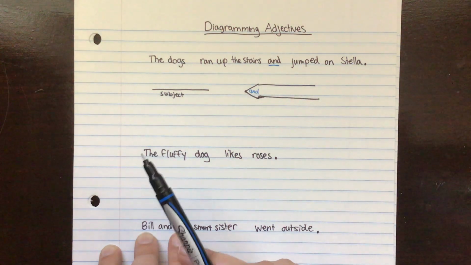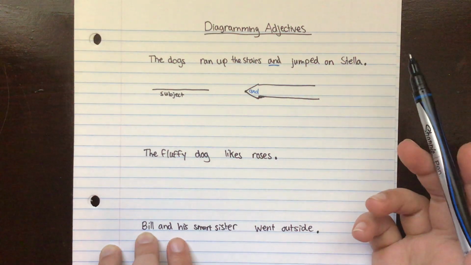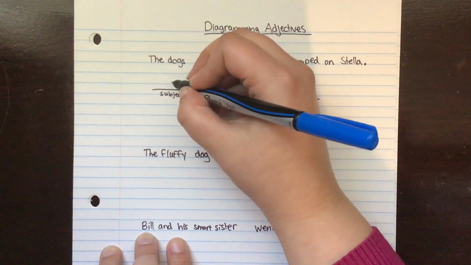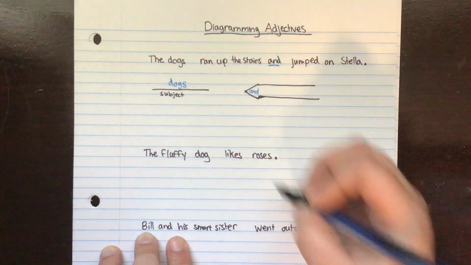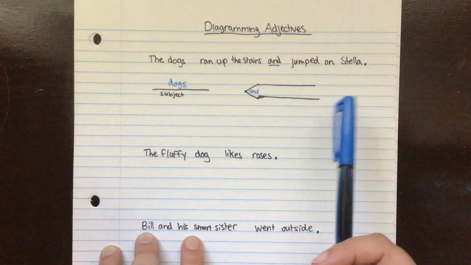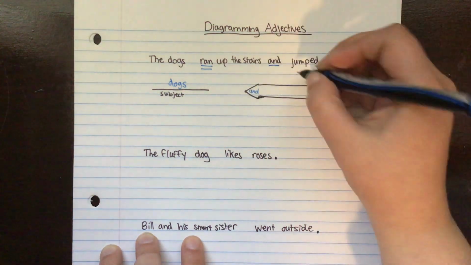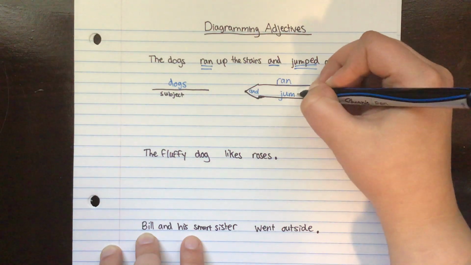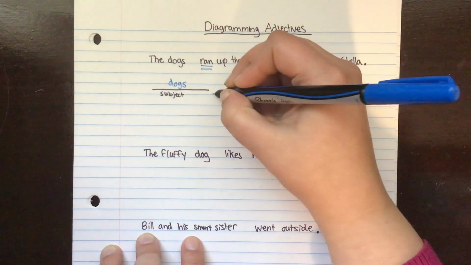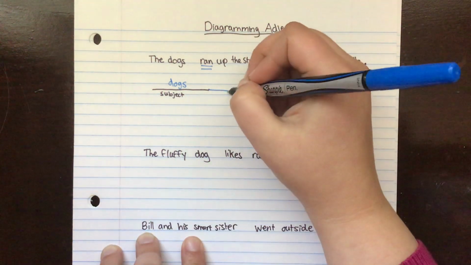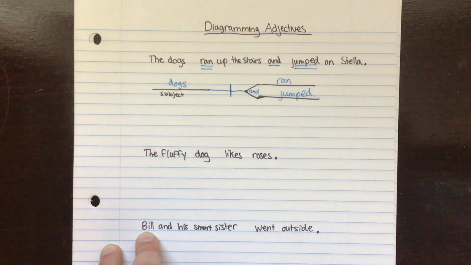So I'm going to think, what is my subject? What or who is doing the action? Well, someone's running up the stairs and jumping on Stella. The dogs are doing that. So I'm going to put dogs here. Dogs is our subject. Then we're going to think about what the verbs are. What are the dogs doing? Well, they're running and they're jumping. So I can use the words ran and jumped. Those are my two verbs. To complete it off, I connect them and I draw a line separating the subject and the verbs. Put that line right here. And that is your regular old diagram up to the point that we've learned about it now.